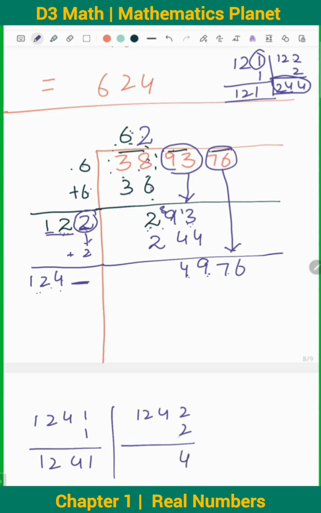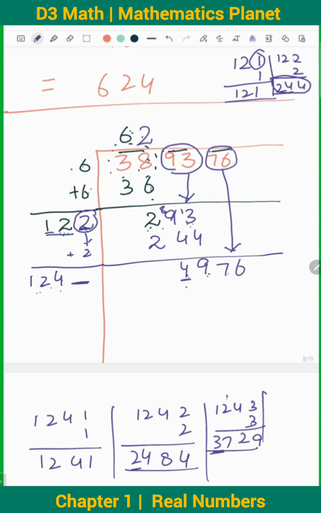2 times 2 is 4, 4 times 2 is 8, 2 times 2 is 4, 2484 आ जाएगा. अभी भी ये 4000 में है, हमारा आंसर 2000 में आ रहा है, which is very small. तो I think हम फिर से move करते हैं. 124 को 3 से करते हैं. 3 times 3 is 9, 4 times 3 is 12, 3 2 is 6, 7, 3 1 is 3. अभी भी ये 3000 में, ये 4000 में है, तो I think we should move on.